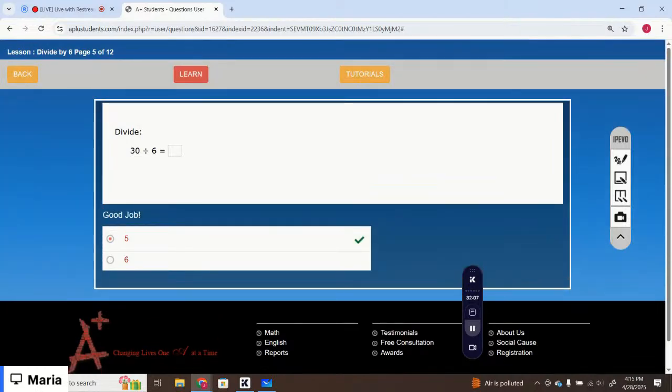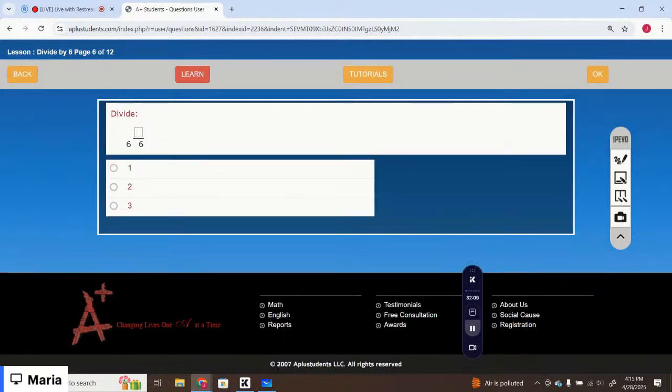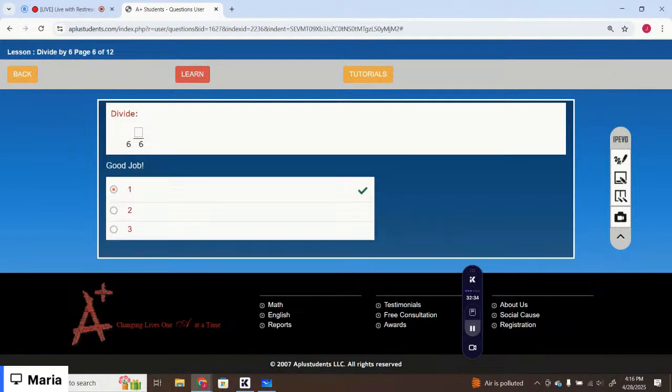Okay, the next one is 6 divided by 6, which is the correct option. Six times 1 is 6. The correct option is 1.